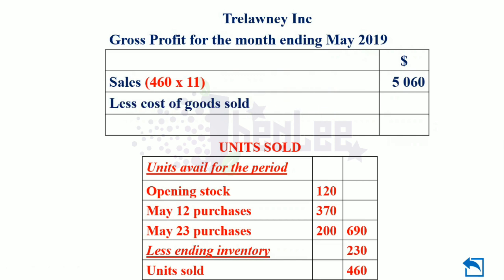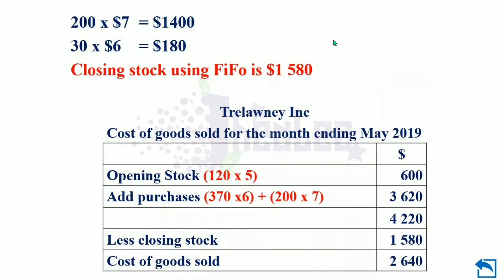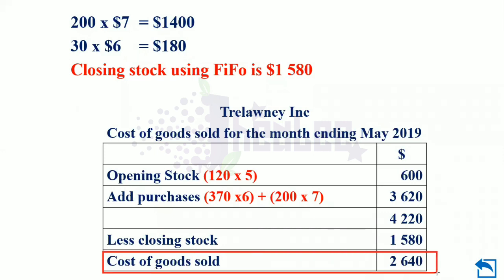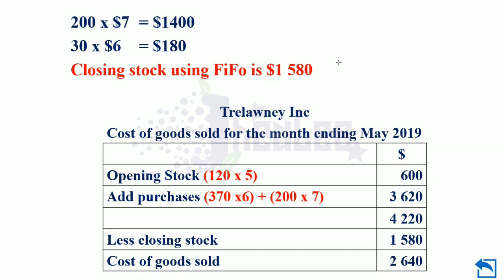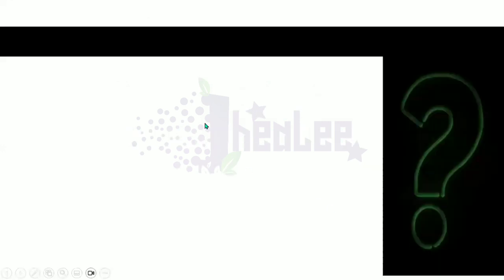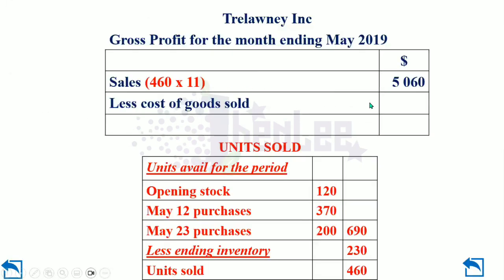Now remember, cost of goods sold was calculated in our previous workings, where we determined that the value of the cost of goods sold is $2,640. We're now going to use this information to complete our workings for the question where we're asked to compute gross profit for Trelawney Inc. and the cost of goods sold is $2,640. This is now subtracted from the sales value of $5,060, which gives us gross profit of $2,420.